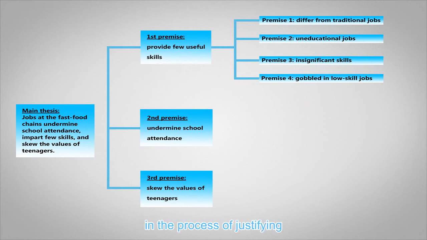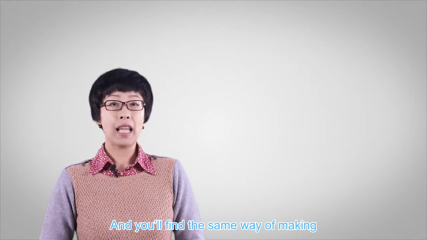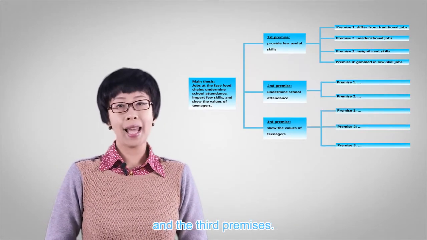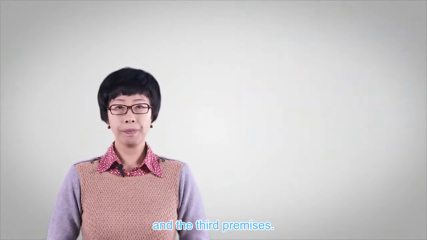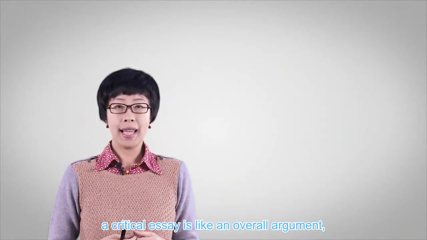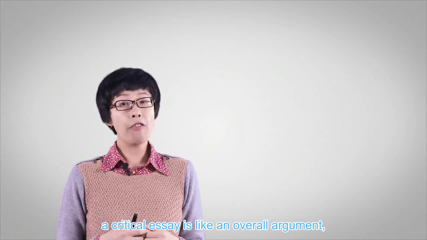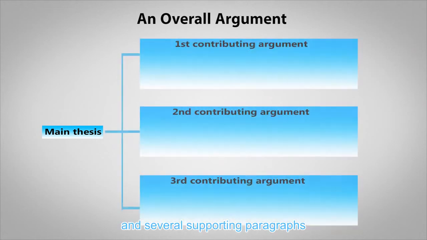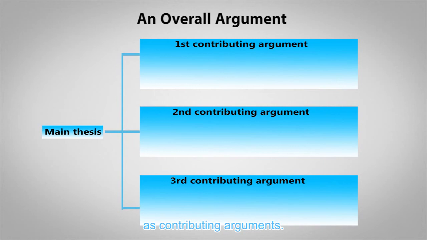Of course, in the process of justifying this first premise, the author also gives much evidence. And you find the same way of making an argument with the second and the third premises. So you see, a critical essay is like an overall argument with the author's position on the issue as its main thesis and several supporting paragraphs as contributing arguments.